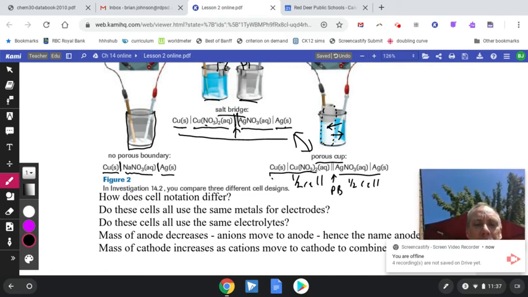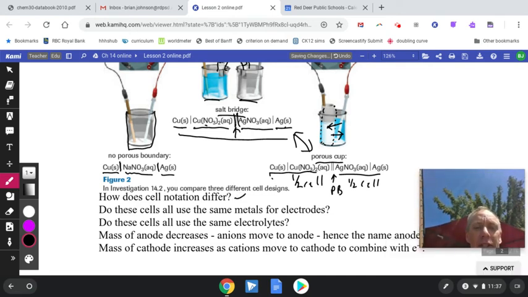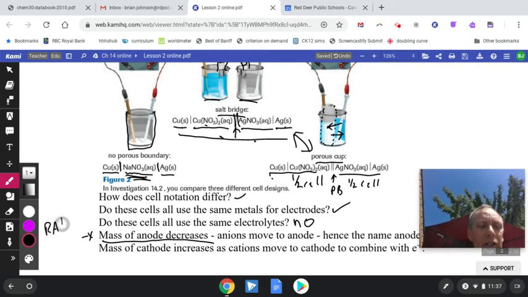Okay, so some questions. We just talked about cell notation. Do these cells all use the same metals? Yes, they do. Do they all use the same electrolytes? No. This one uses just an inert electrolyte, whereas the two half cell designs have two separate electrolytes. Okay, I mentioned this yesterday. In a voltaic cell, the mass of the anode usually decreases because the anode is your reducing agent. It's losing electrons. And if it's losing electrons, it's usually a metal. So for example, it could be copper.